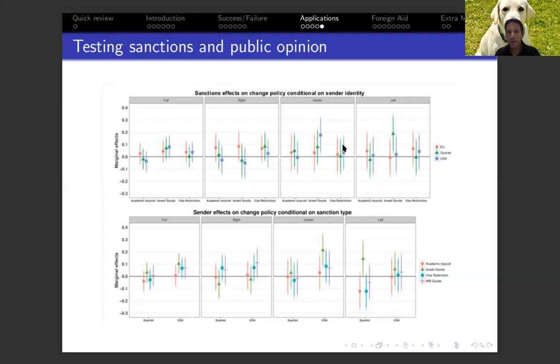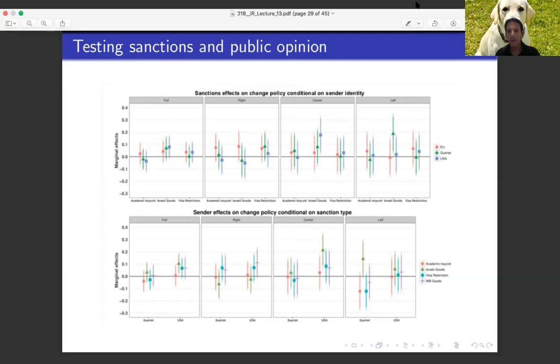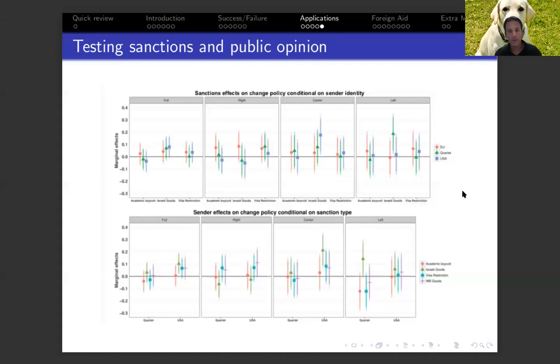And for example, what we see here, when sanctions are imposed by the United States on Israeli goods, then the effect is actually positive, which means it's more likely that the public is going to view the need to change the policy because the sanctions actually work. So positive effect means the sanctions work. Also, when they are levied by the Quartet against Israeli goods, the members of the left are more supportive of the change in policy. But overall, as you can see from those findings, there's not much effect depending upon the type of sanctions as well as the sender.